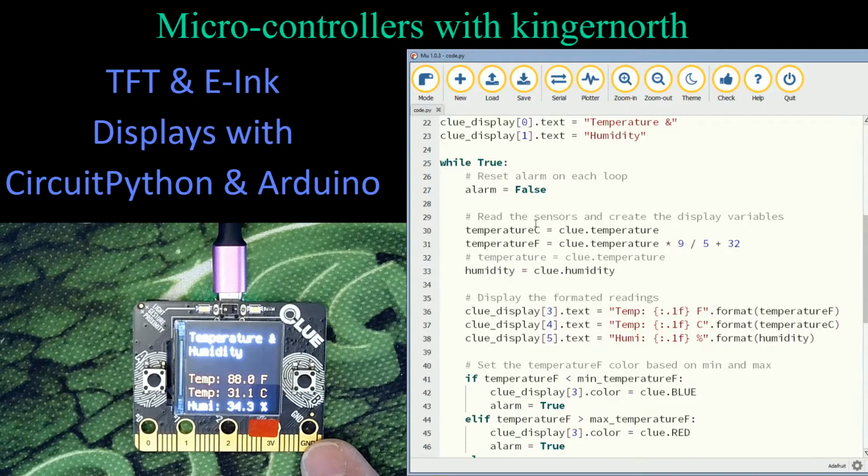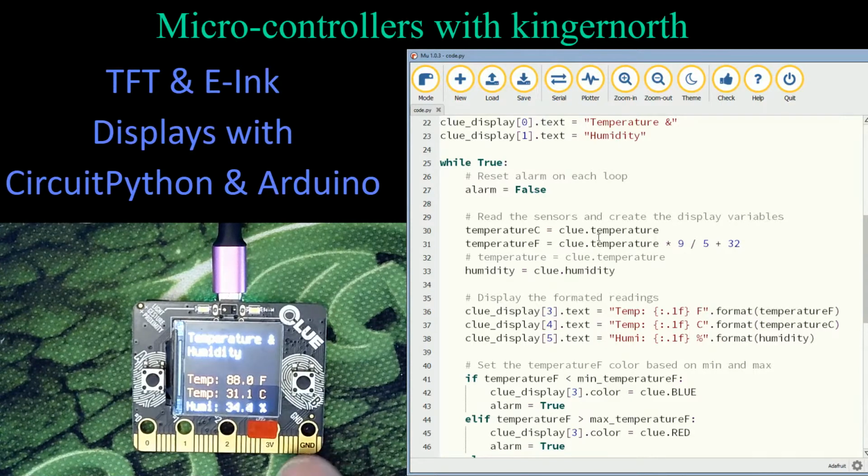So if it gets turned on again, it'll be because it sees something happening within this part of the code. But it gives it a chance to self-reset. And it says read the sensors and create the display variables.